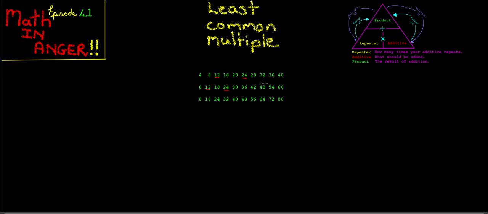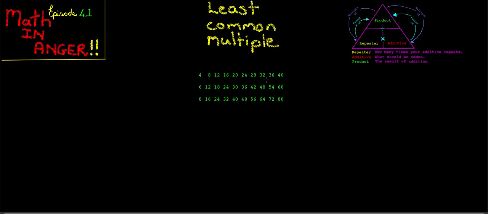And 36. So 12, 24, and 36 are multiples of both 4 and 6. And here as well, 4, 6, and 8, they do have a common multiple. It's 24.